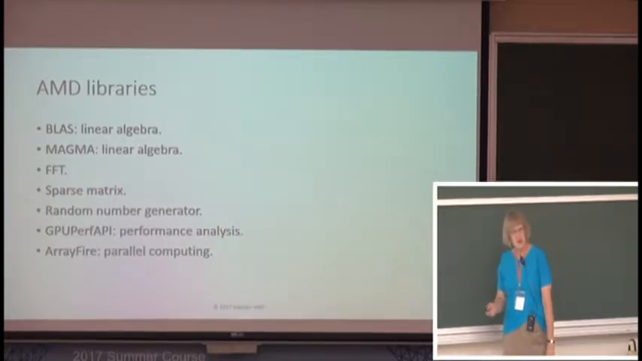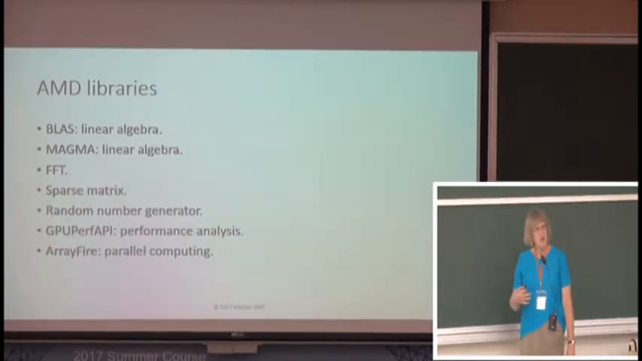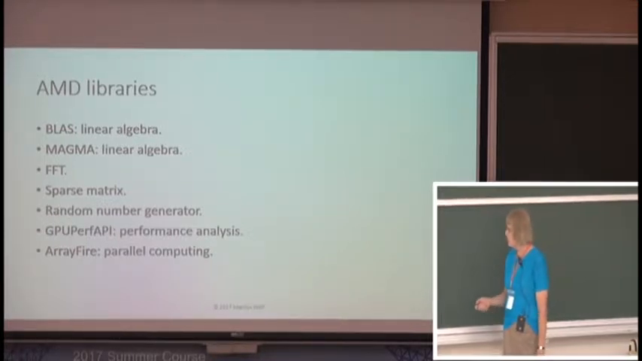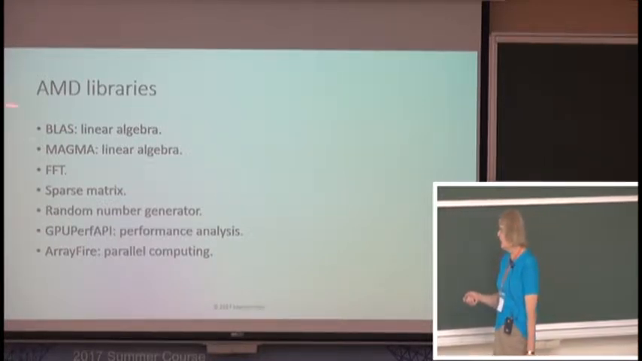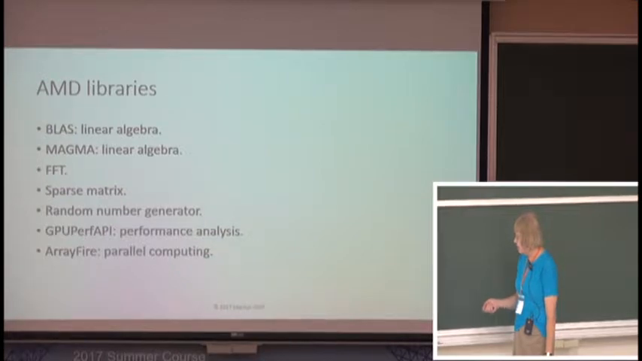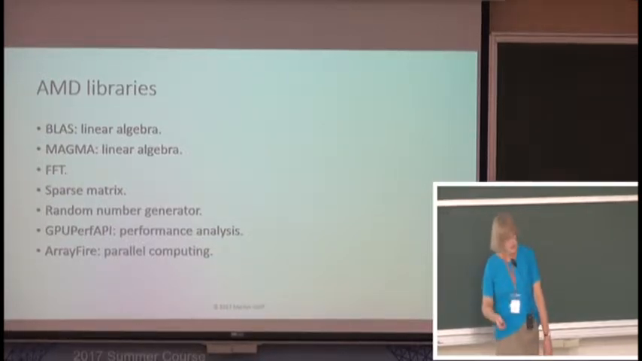From what I've seen, they don't have as much software support directly for neural networks, but they have a lot of support for the usual numerical stuff, right? They have their own package for BLAS, for basic linear algebra subroutines. They have another linear algebra package called Magma. They have sparse matrix, FFT, a random number generator, and they also have some tools for performance analysis.